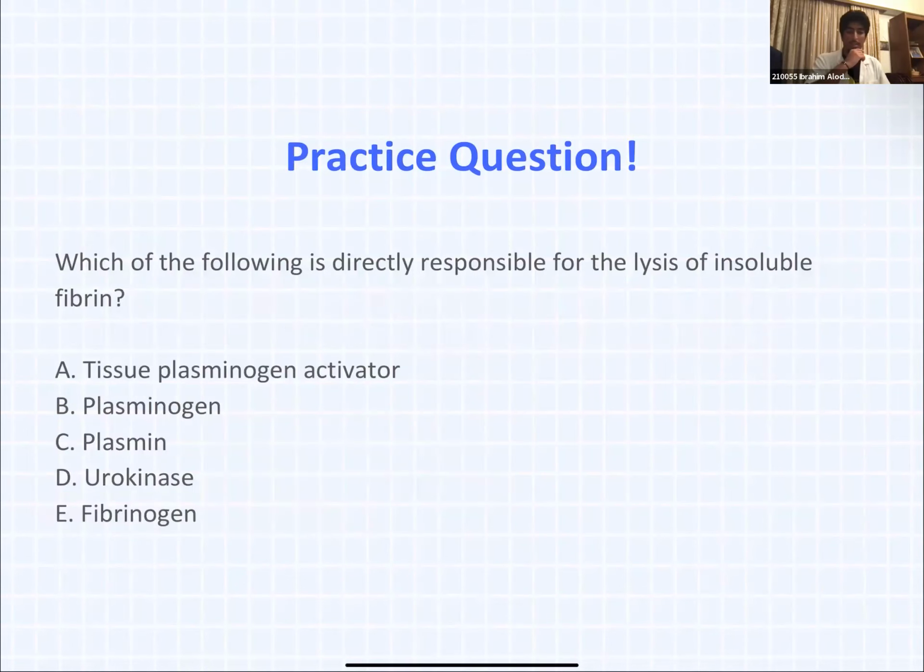Okay. I'm gonna go to the next question. Which of the following is directly responsible for the lysis of insoluble fibrin? You're welcome.